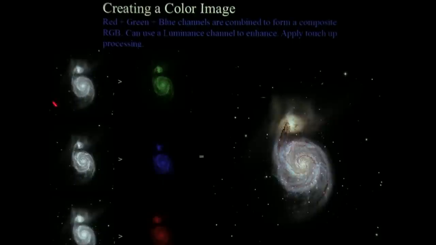I will usually process each channel separately to deal with the noise. And you see in this blue channel here, you see the noise in that? That's actually some artifacts left over from the camera. We have since sent the camera out to get that repaired. And then once I'm happy with that, I'll assign each channel the color that belongs to it through the filter, and then combine the red, green, and blue to give the composite RGB image.